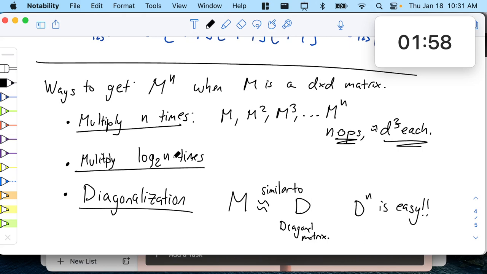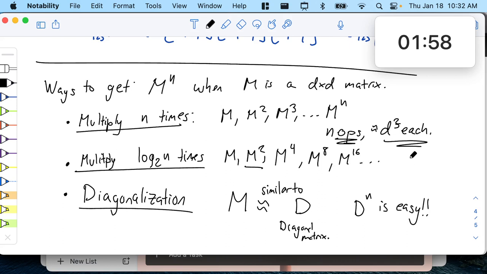When you're doing the multiply n times, every time you make the power go up by 1. But you could take what you have so far and use all of that. So instead of doing m squared, m cubed, and multiplying by m every time, you could multiply by what you have so far. Don't do m squared times m to get m cubed. Do m squared times m squared, and then you get m to the 4. Then do m to the 4 times m to the 4 to get m to the 8. And then do m to the 8 times m to the 8 to get m to the 16, and so on.